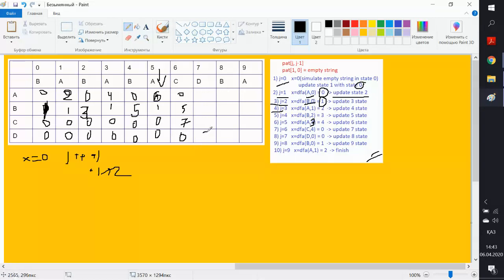When we have a D, then we have to give a match. Then we have a B, we have to give a match. When we have a, we have to give a match.